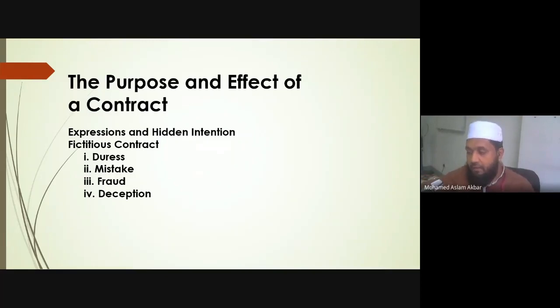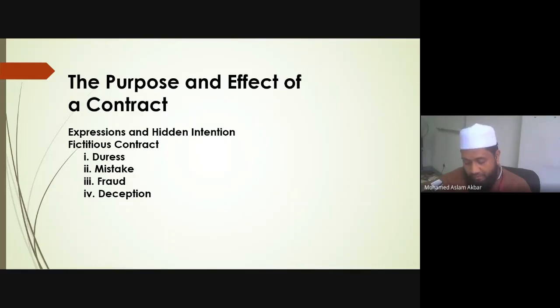The purpose and effect of a contract. So this is a continuous chapter, which comes under the theory of contract. Before this we finished the three pillars of contract, so we still continue with the contract. We are going to the next section, which is the purpose and effect of a contract. I think this is one of my favorite sections.